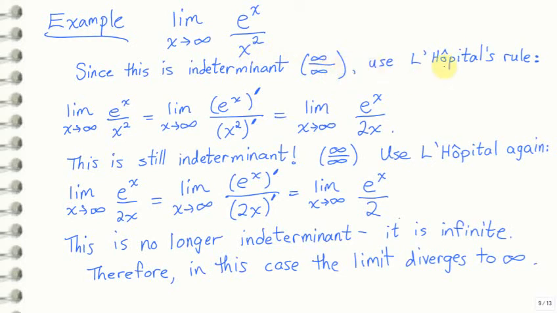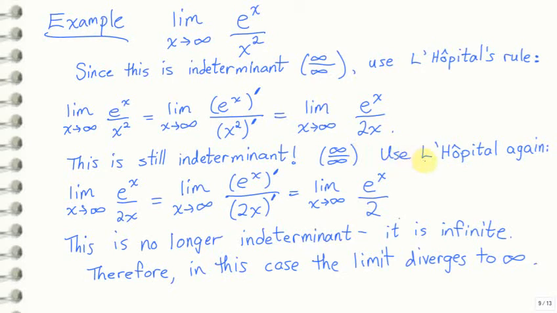So it says we'll take the derivative of the top, the derivative of the bottom. The derivative of e to the x is e to the x. The derivative of x squared is 2x. And you plug in infinity, and whoops, you get infinity divided by infinity. Still indeterminate. Well, as the saying goes, if at first you don't succeed, try again. And by try, I mean use L'Hopital's rule again.